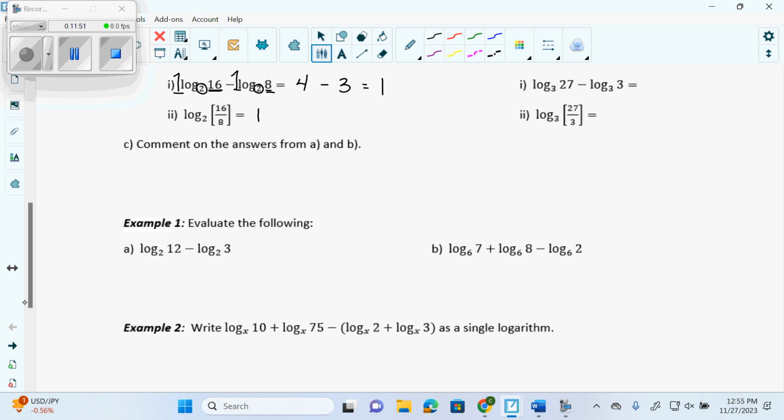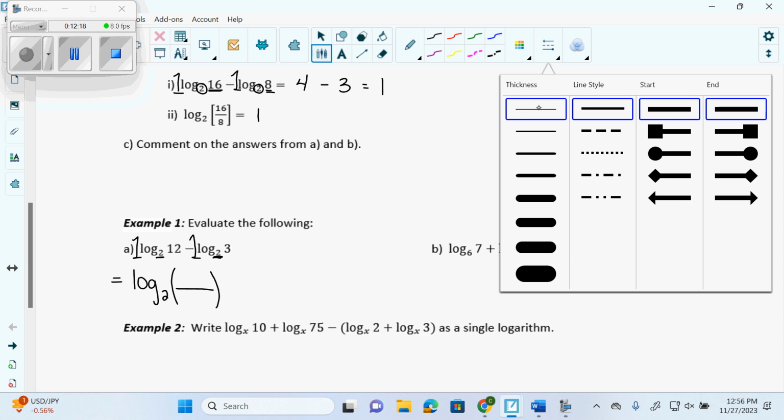So if I look at example 1, evaluate the following. This one has a plus 1 in front. This one has a minus 1 in front. And this has a base 2 and a base 2. So can I put them together? They have to have 1s in front and same bases. Do they currently have that? Yeah, so I can put them together. I can go log base 2. Anything with a plus 1 in front goes in the numerator. Anything with a minus 1 in front goes in the denominator.